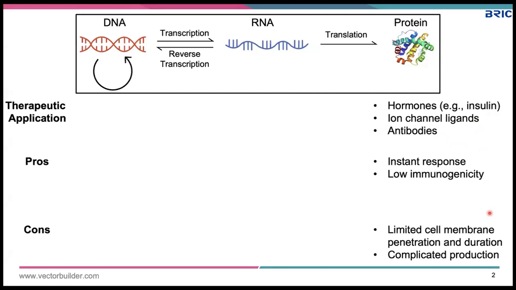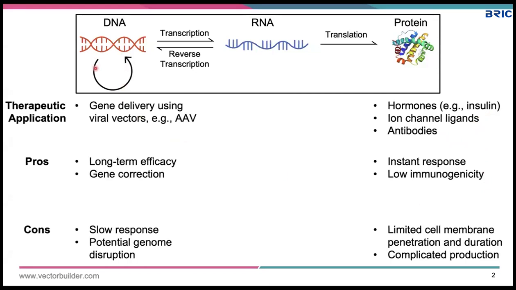On the other end of the central dogma, DNA has also been made into drugs. The best example would be gene delivery using viral vectors, for example, adeno-associated virus, or AAV. Using such viral vectors, you can achieve long-term efficacy or even one-shot for life kind of treatment. And these viral vectors can potentially achieve gene correction.